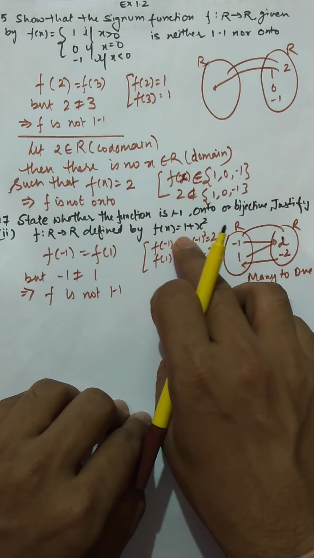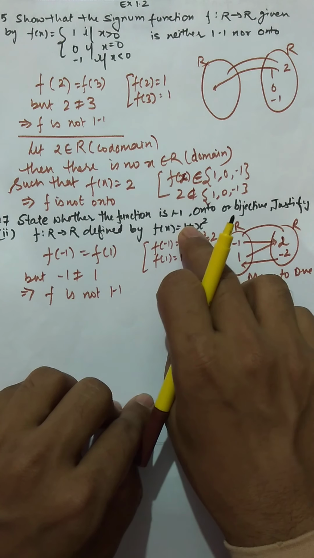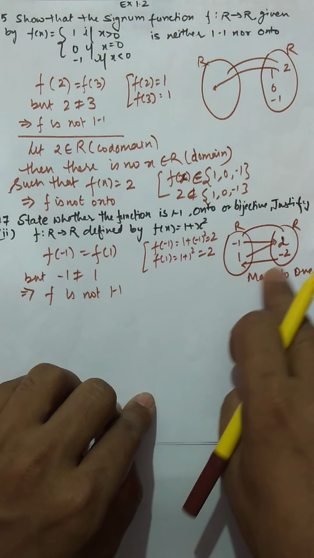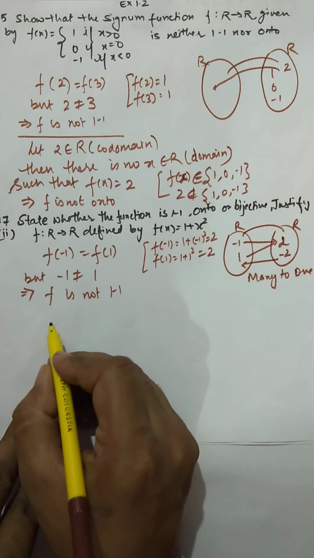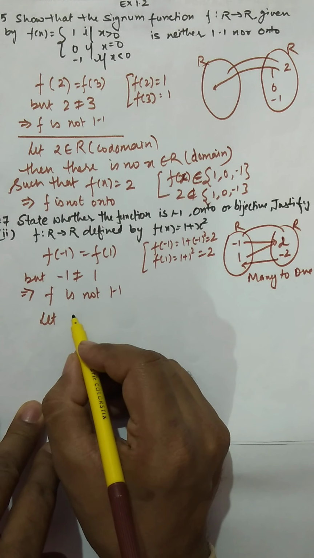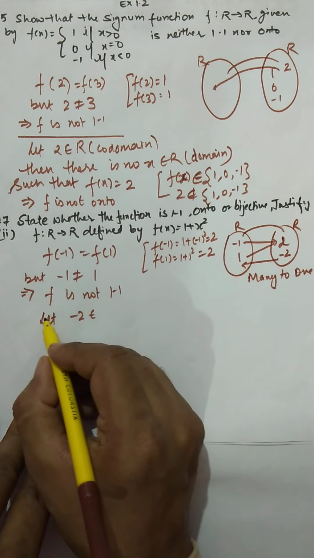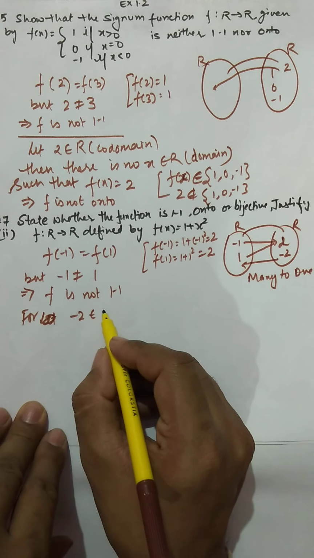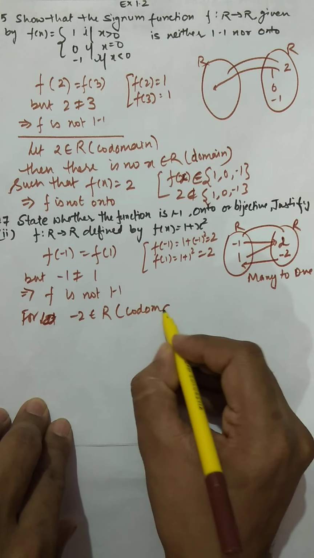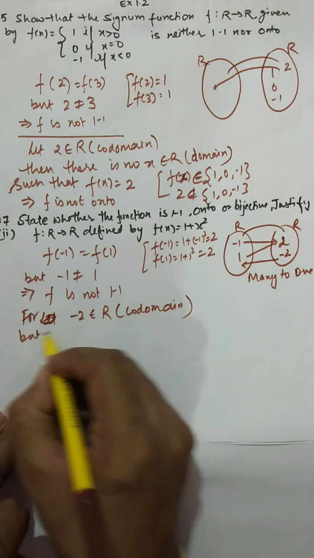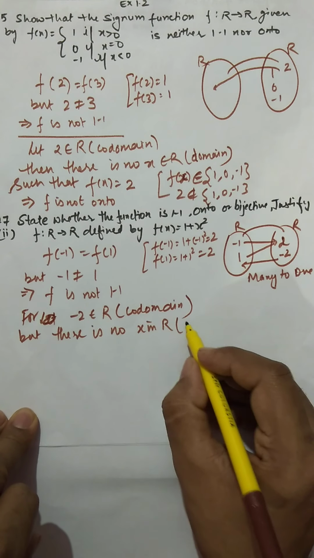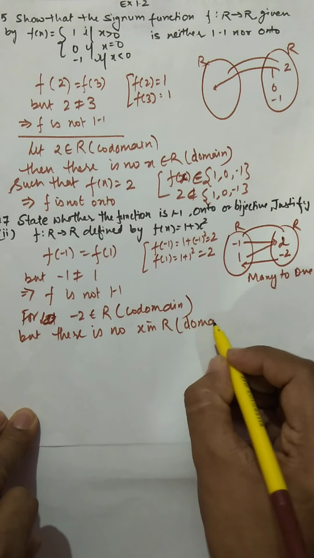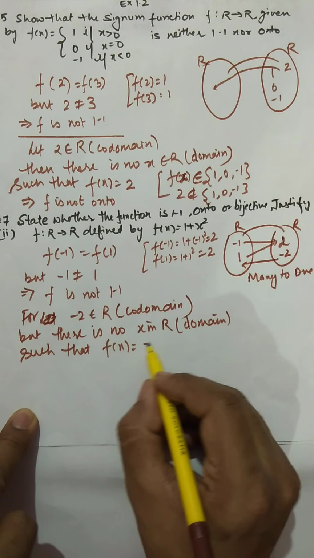Or if I ask you, can you find some x from the real numbers such that if you do the square and you do the +1, you are going to get -2 as an answer? Your answer will be no. But how to write this? We take this: let -2 belong to R. You mention here this is the codomain, but there is no x in R, R meaning your domain, such that f(x) is going to be -2.